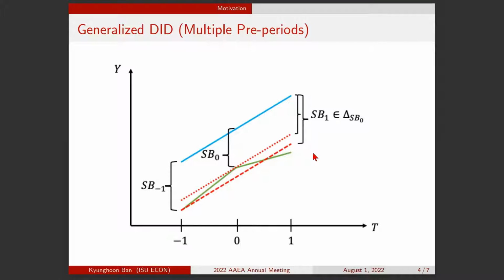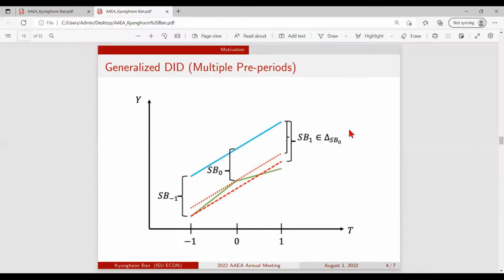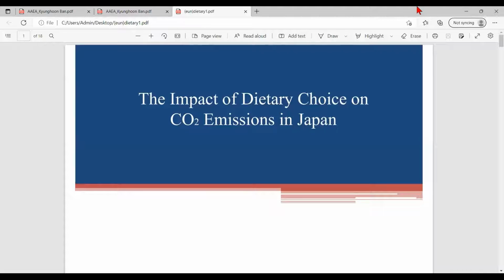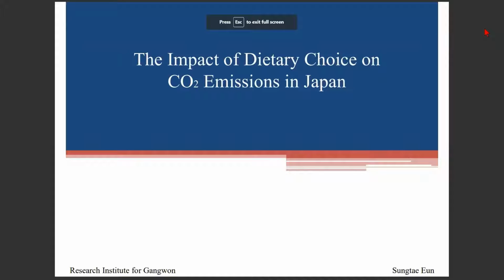Okay, thanks for your presentation. I think that would be a great paper if it is published, that introduced a new concept in terms of DID. Anyway, the next one, the second one, is Mr. Eun Seung-tae. Okay, let's start with Mr. Eun Seung-tae's paper titled The Impact of Dietary Choice on CO2 Emissions in Japan.